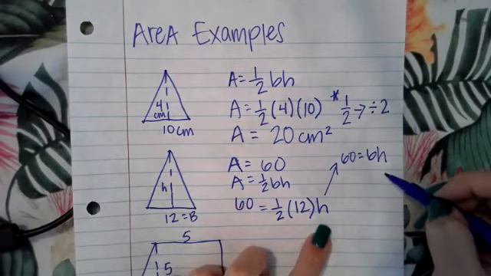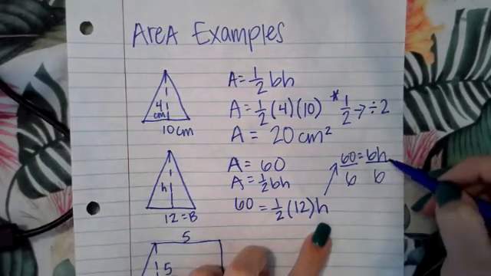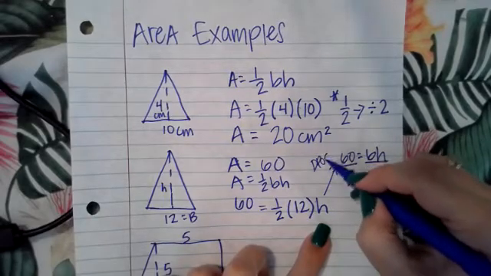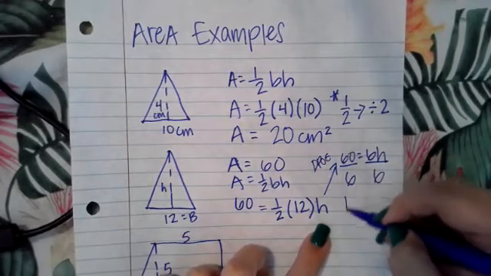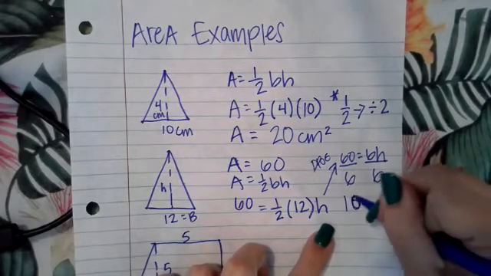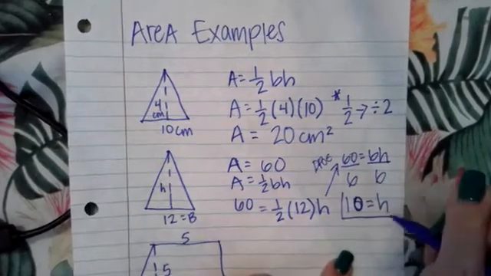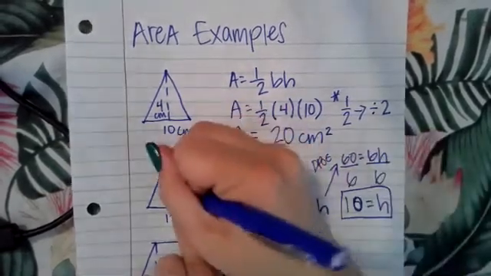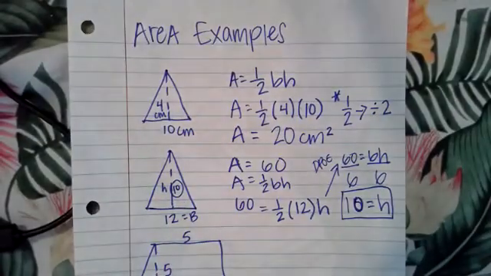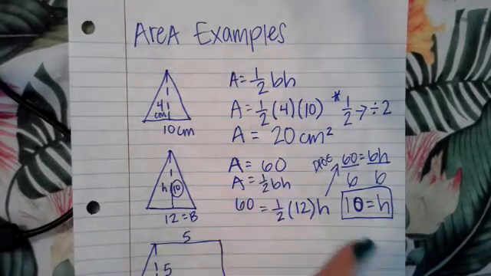And now I'm going to solve. I can use my division property of equality because 6 times h, I'm using the opposite kind of math. So I'm going to use my division property of equality. 60 divided by 6 is 10. 6h divided by 6 is just h. So the height of my triangle is 10 units, whatever the units are. So this is an example of how I was given what the area was equivalent to, and I had to find the missing piece.